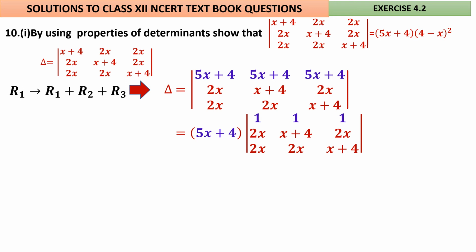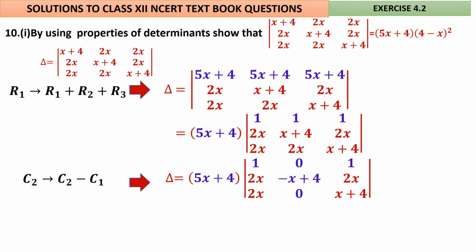1 1 1 comes there. You are very happy when 1 1 1 comes in any row or any column. You will try to make so many zeros out of it. So I will write C2 as C2 minus C1. Therefore 1 minus 1 is 0, x plus 4 minus 2x is nothing but minus x plus 4, and 2x minus 2x is 0. The second column now has 2 zeros. Good. Now I am going for C3 minus C1.